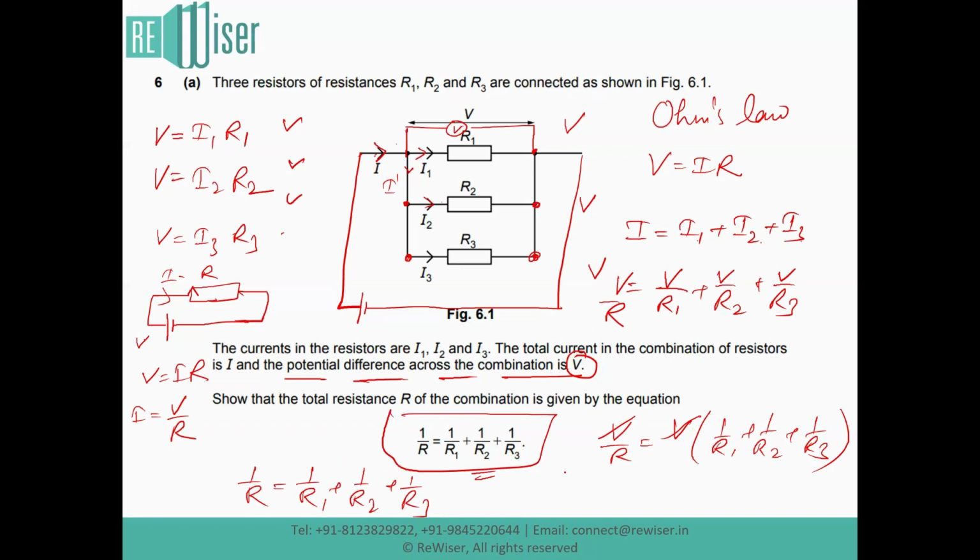That means in the parallel combination, 1 by R will be equal to the summation over i from 1 to N, if there are N resistances, of 1 upon Ri. If there is a combination of N such resistors in parallel, then in a parallel combination, distribution of current always happens and voltage remains constant. And this is the formula for calculating the equivalent resistance for a parallel combination of resistors. So this one is the formula.